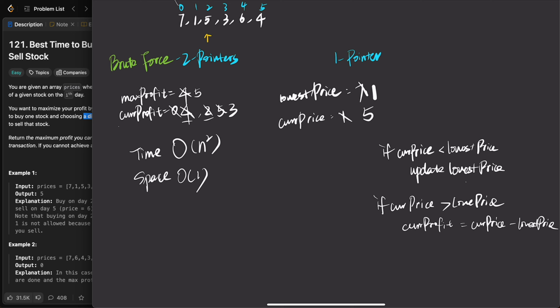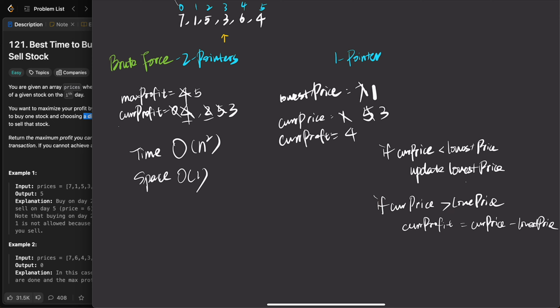And then we can move to next. All right, here we can say current profit is equal to 4 now. And now the current price is 3 and the lowest price is 1. And I'm thinking that the current price is also greater than the lowest price, right? It meets the second condition.